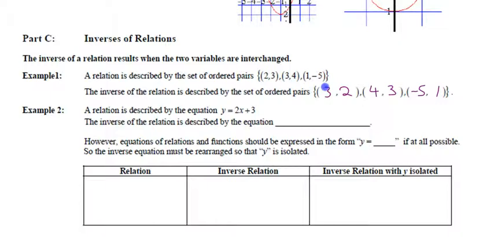A relation is described by the equation y equals 2x plus 3. What would we do to get the inverse? Yeah, you guys are pretty good. Good. However, we don't write stuff in the form x equals, although interestingly, Desmos will very happily graph that for you if you want.